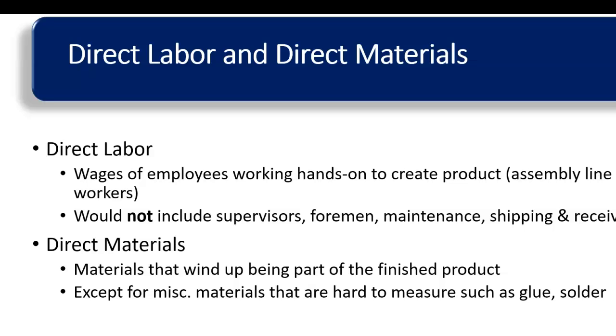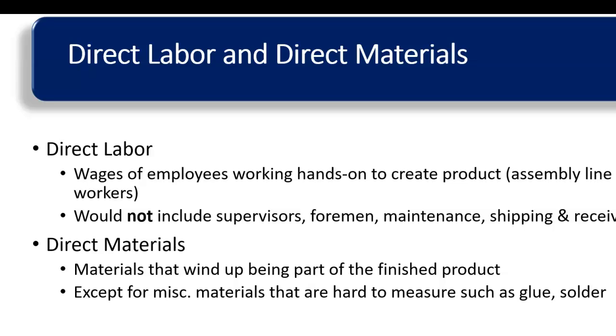Direct labor are the wages of the employees actually working hands-on to create the product. So if they're making a piece of furniture, they're the ones that are actually putting the piece of furniture together, maybe putting the upholstery on it, staining or painting it. People that are actually working hands-on to create the product. They're basically touching it to create it.